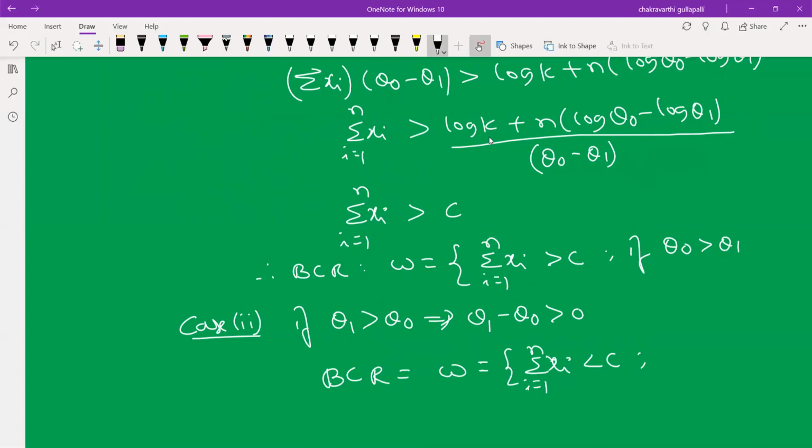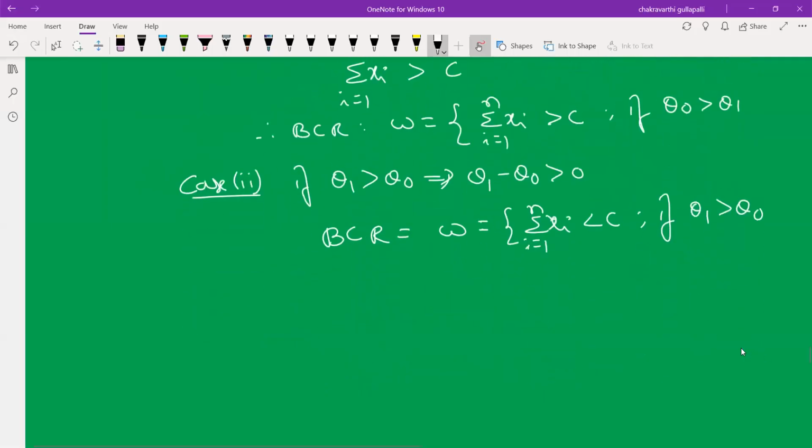What is c here? A constant value. c is equal to log k plus n into log theta naught minus log theta 1, by theta naught minus theta 1, if theta 1 is greater than theta naught. This is case 2. Poisson distribution is a discrete probability distribution. Exponential is a continuous probability distribution.